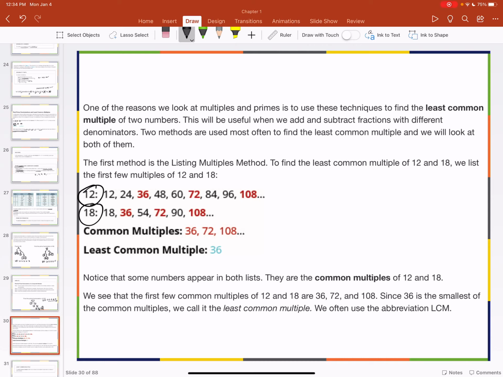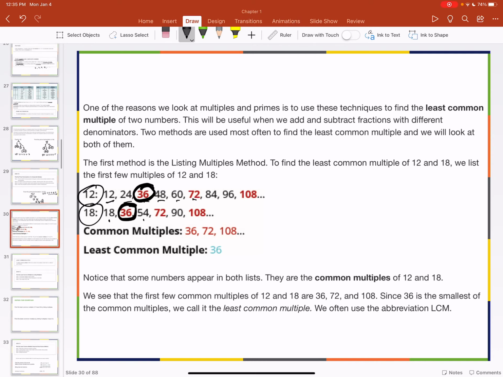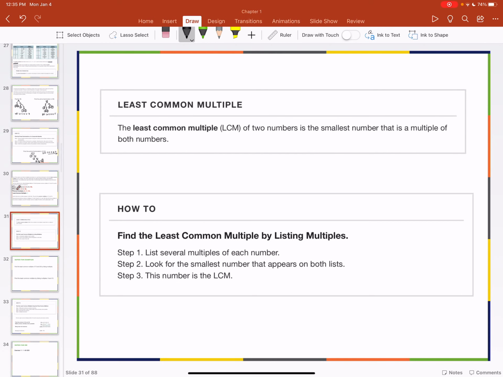So 12, if I count the multiples, it's 12, 24, 36, 48, 60, 72, and so on. For 8, it would be 8, 16, 24, 32, 40, and so on. What multiple do they have in common that's the least? Well, that's 24. That's the least one. So that's why we call that the least common multiple, LCM. The LCM is the smallest number that is a multiple of both numbers. Listing multiples is usually the easiest way to do this.